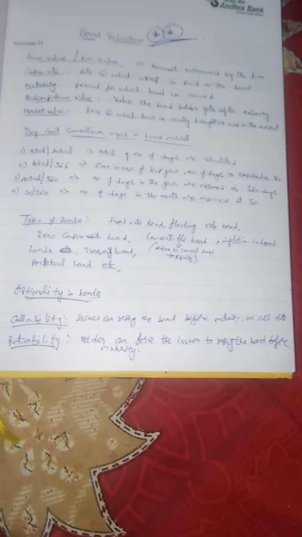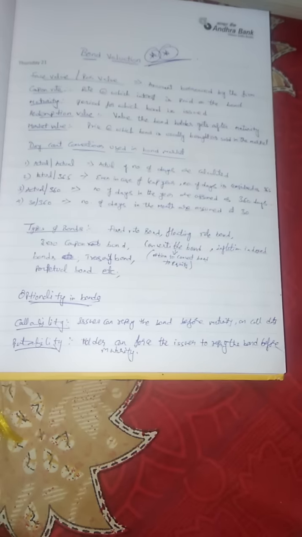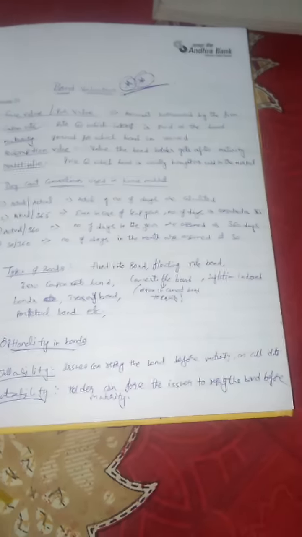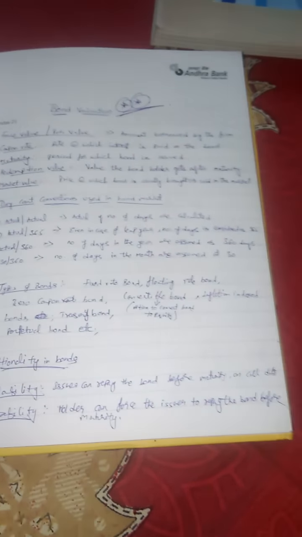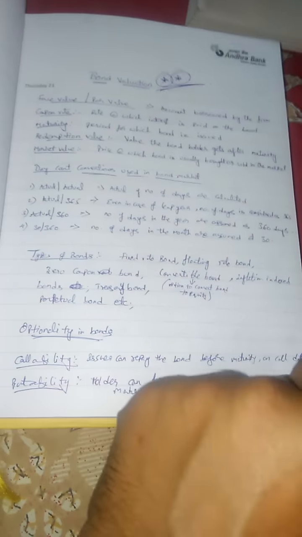Similarly, the other way is putability. Putability is when the holder or buyer of the bond can force the issuer to repay the bond before maturity. If the bond issuer is repaying the bond before maturity, it is the callability option, and if the bond purchaser wants the issuer to make the payment before maturity, it is the putability option.